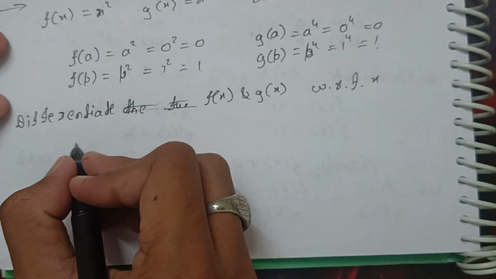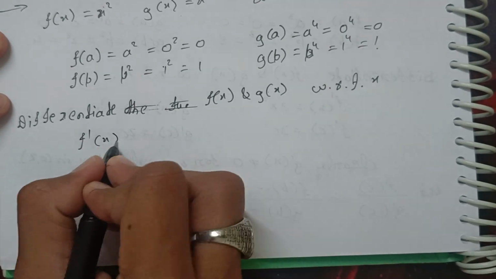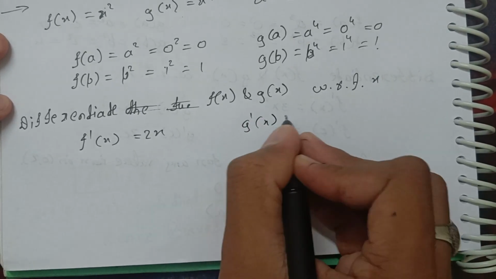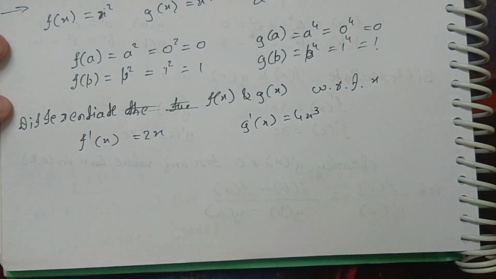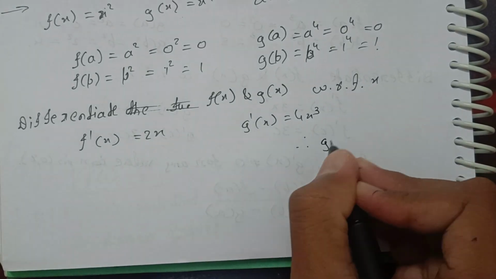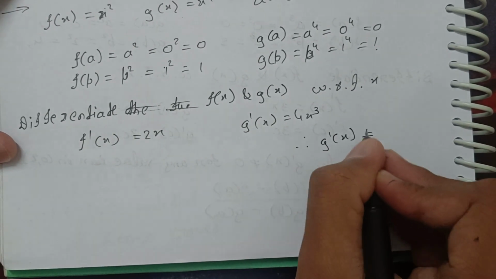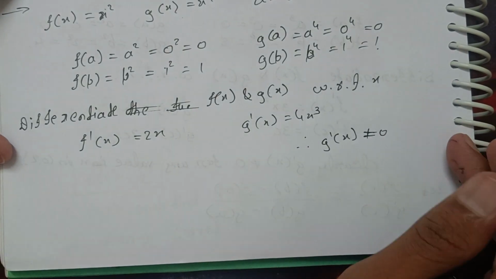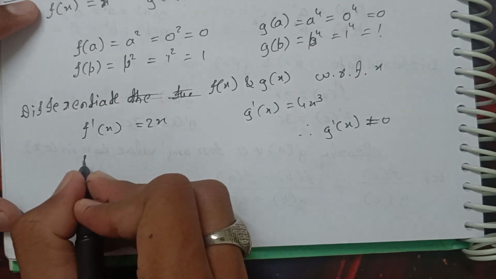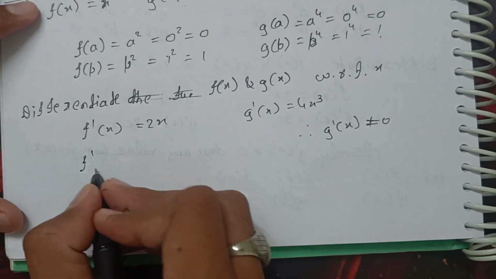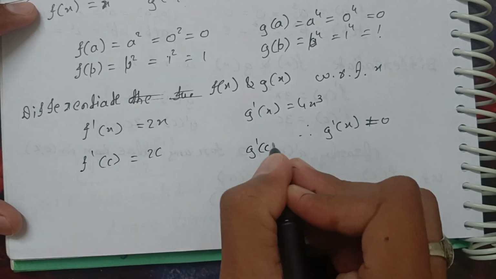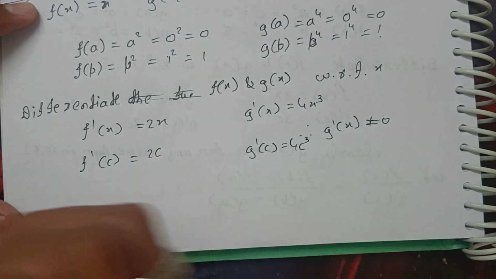After differentiation we get f dash of x is equal to 2x and g dash of x as 4x cube. So here we clearly see that g dash of x is not equal to 0, so one condition is proved. And now we solve for the other condition. For that we replace x with c and it will become f dash of c is equal to 2c and g dash of c is equal to 4c cube.